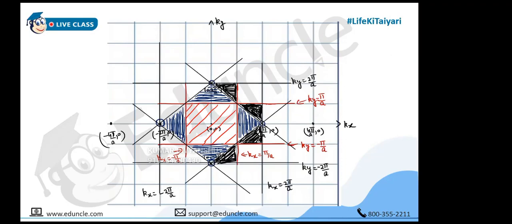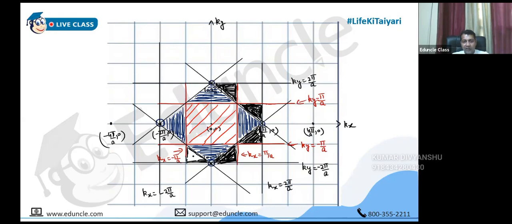Please mute yourself. So please check, everyone. Are you able to understand up to the second Brillouin zone? Or is there any doubt?